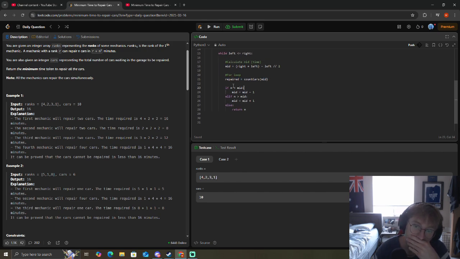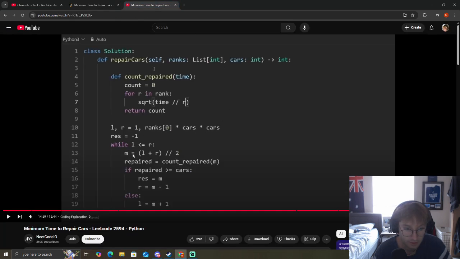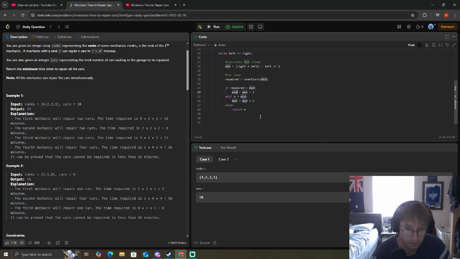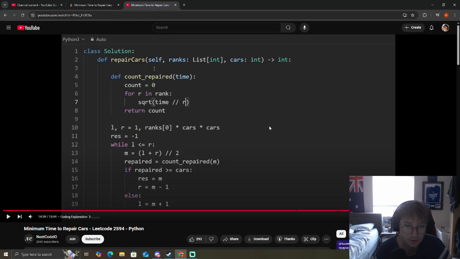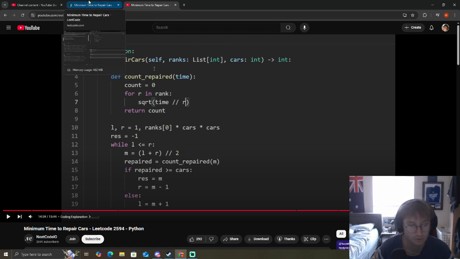Well, if our repaired is less than our mid, then if our repaired is greater than or equal to, okay, we'll do the same as him. If our repaired is greater than or equal to our mid, what is cars in this case? If repaired. Why are we looking at cars? It's greater.